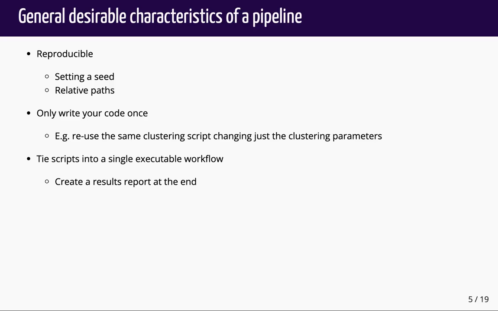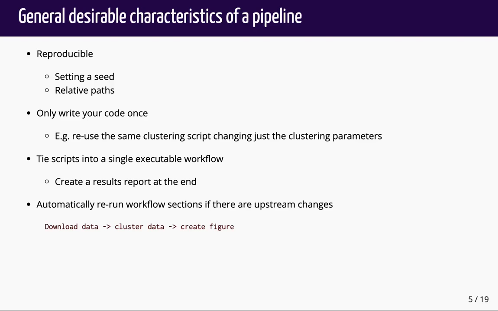This should also be tied into a single executable workflow and ideally create a results report at the end that can then be shared quite easily with a collaborator. They should also rerun workflow sections automatically if there are upstream changes. So for example, if I have this toy workflow here of downloading data, clustering some of it, and then creating a figure, if I decide that I want to change my clustering parameters and I rerun this step, the creating the figure part should automatically rerun without me having to do much or even think about it much.